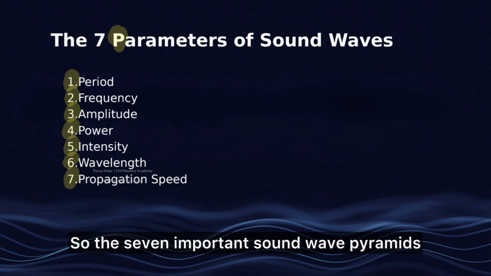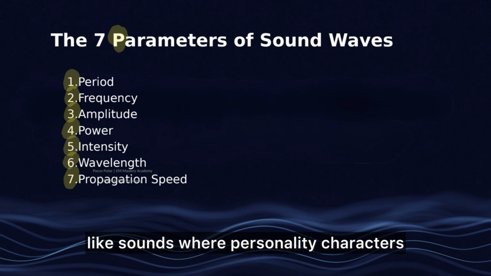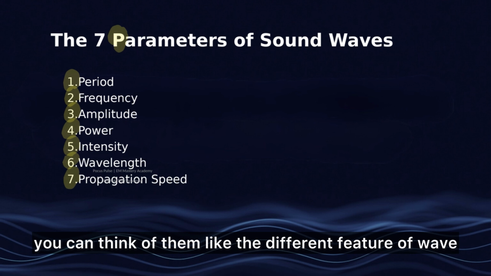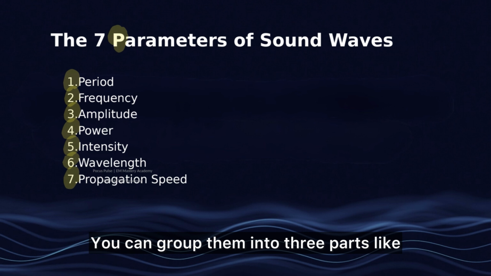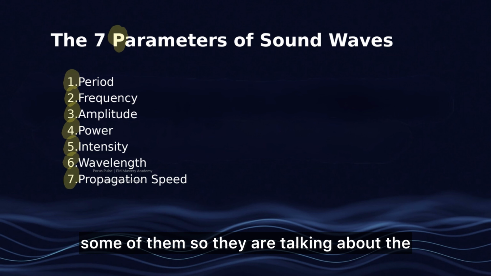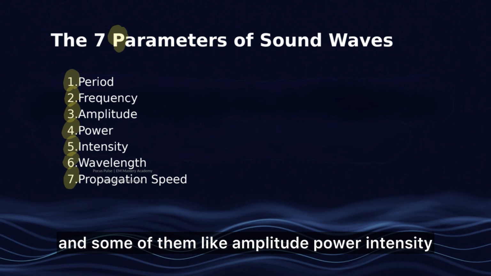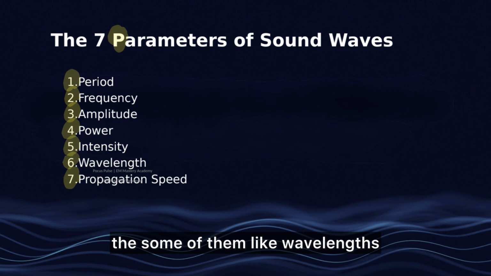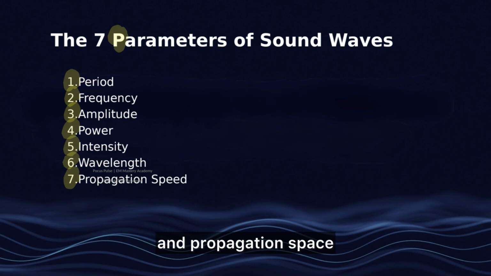So the 7 important sound wave parameters, like sound wave personality characters, are period, frequency, amplitude, power, intensity, wavelength, and propagation speed. You can think of them like different features of a wave. You can group them into 3 parts: some of them talk about timing, like period and frequency; some, like amplitude, power, and intensity, are related to the strength of the wave; and some, like wavelength and propagation speed, are about the movement. So let's begin with timing.